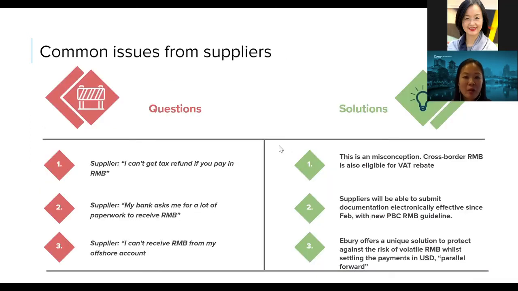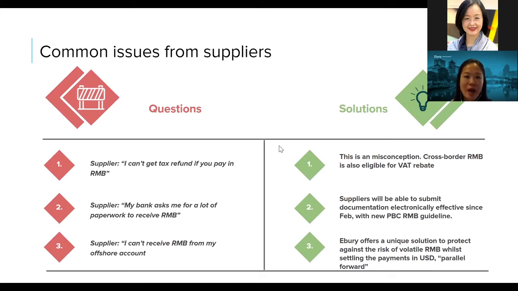So the last slide of this part regarding importers buying from China is what are the common issues that you could get as an importer from the suppliers when exploring the possibility of directly paying in RMB. The first and most important is about whether the supplier can lose their tax benefit. All the goods that are manufactured in China are subject to a VAT payment. But if you export abroad and receive the payments from overseas, then you can apply to the tax office for a rebate of that VAT.